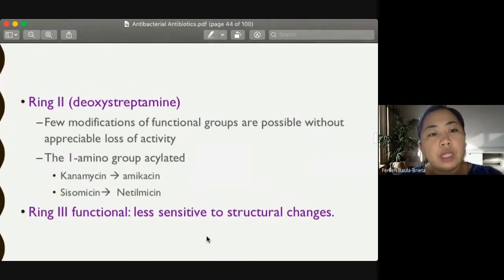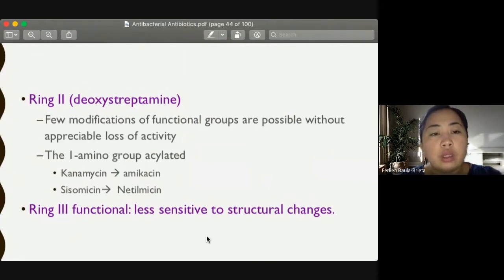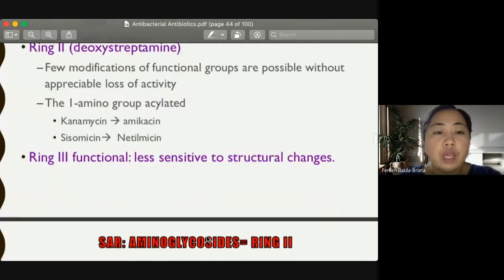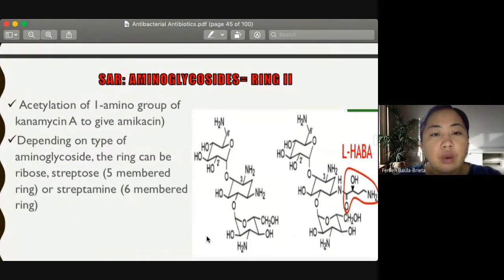Now let's proceed with the ring 2 or the deoxystreptamine ring. There can be few modification of functional groups just like what we have discussed in ring 1. Pwede yung mga na-discuss ko kanina sa ring 1, pwedeng gawin natin sa ring 2. But less common to occur, or we have few products that has ring 2 modification. Okay. Now on ring 3, it is less sensitive to structural changes.